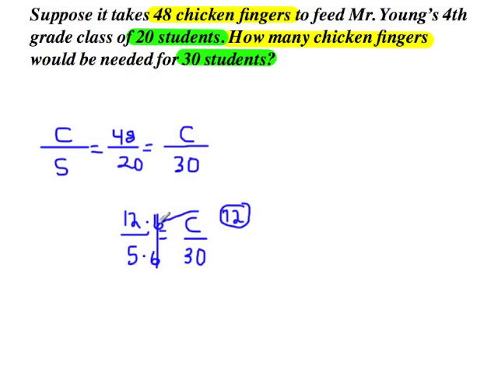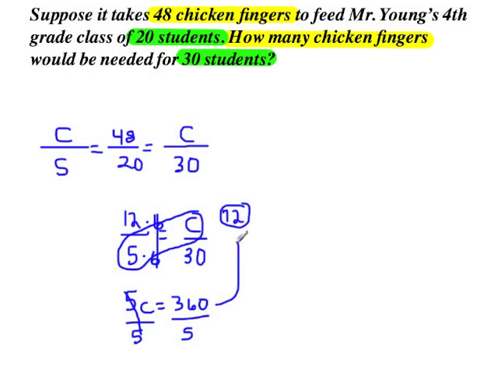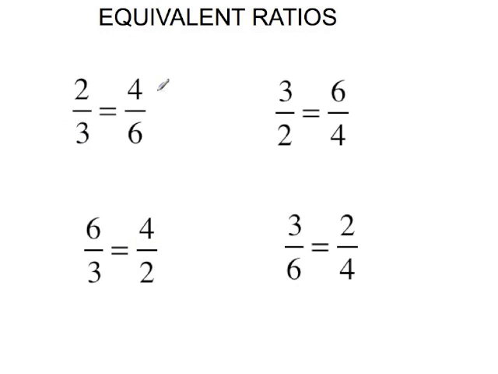If we hadn't used that, if we had just cross multiplied, we would have 5 times C is 5C, 12 times 30 is 360. Solve this one-step equation by doing the opposite of multiplying by 5, which is dividing by 5. If you divide that out, you get 72. Now what we were asked about is chicken fingers, so this is actually 72 chicken fingers. I'm going to abbreviate CF for chicken fingers.